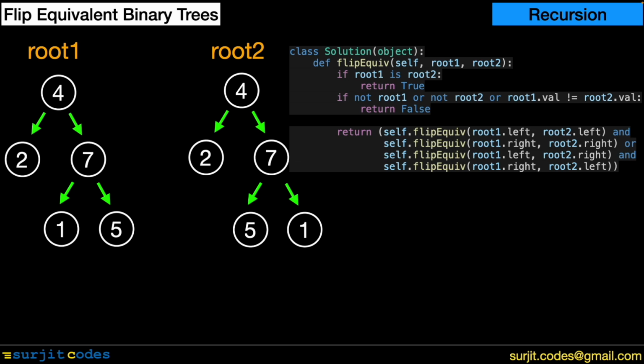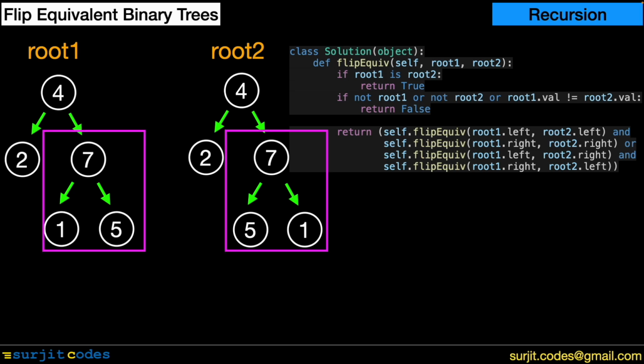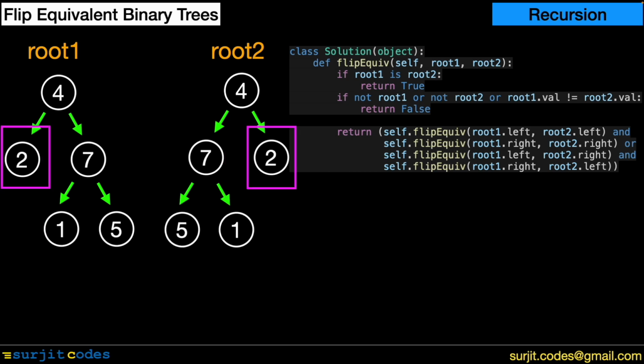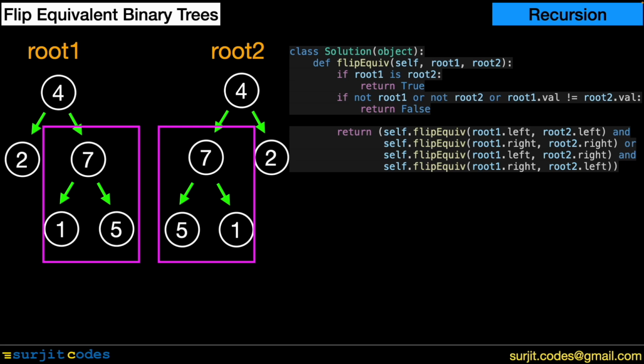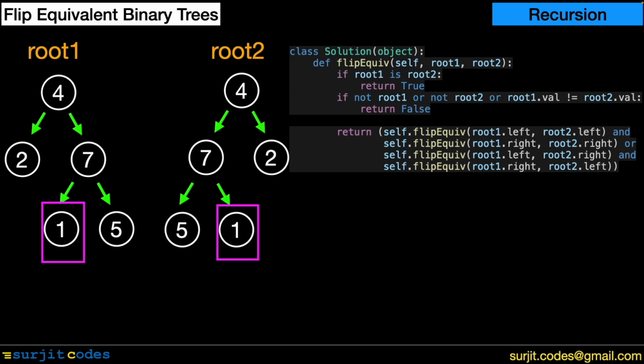We enter recursion phase only if neither of the two root nodes is none and their node values are same, in which case, if left subtree of root 1 is flip equivalent to left subtree of root 2 and right subtree of root 1 is flip equivalent to right subtree of root 2, or if left subtree of root 1 is flip equivalent to right subtree of root 2 and the right subtree of root 1 is flip equivalent to left subtree of root 2, then the two are flip equivalent, otherwise not.